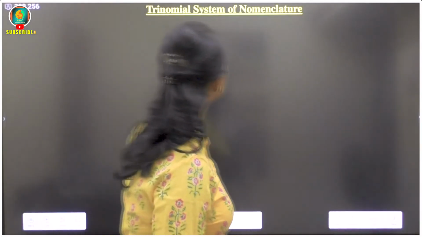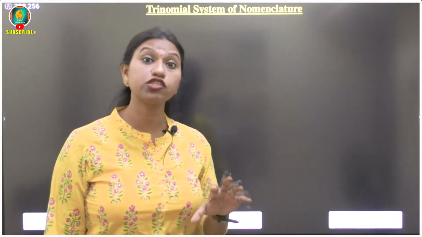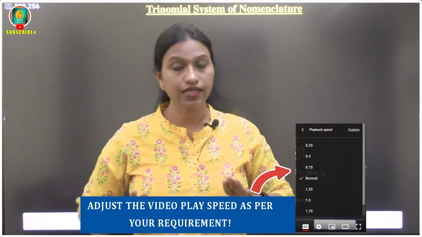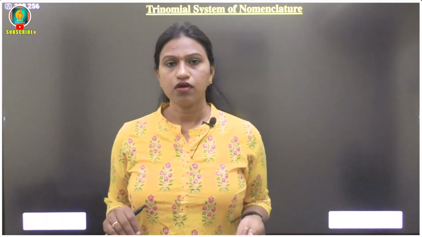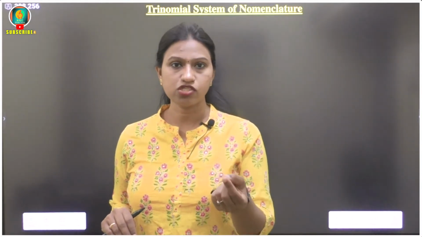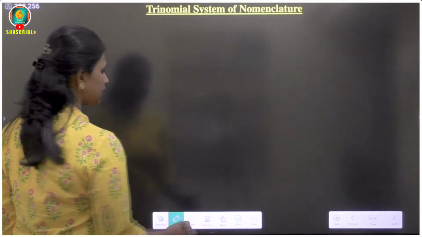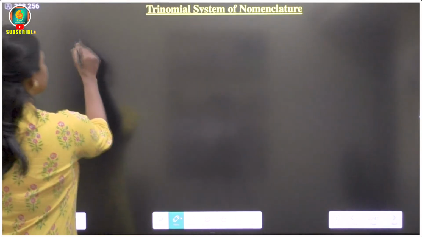And one more nomenclature system is there. We call it the trinomial nomenclature system. But it is not actually given in our NCERT. Nothing to worry, you just need to know a few names. A little bit of information is more than enough, because it's not given in NCERT. Imagine human being.